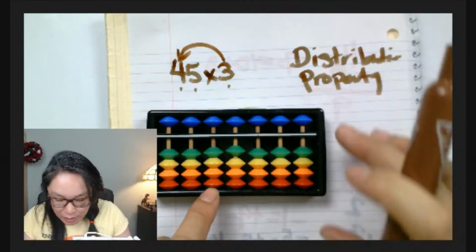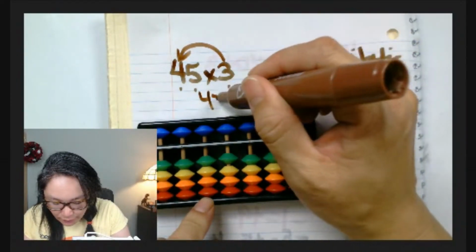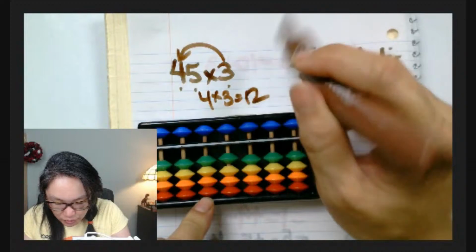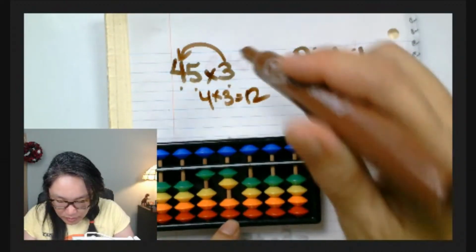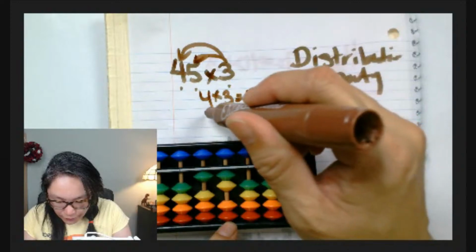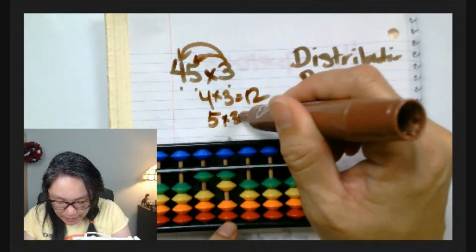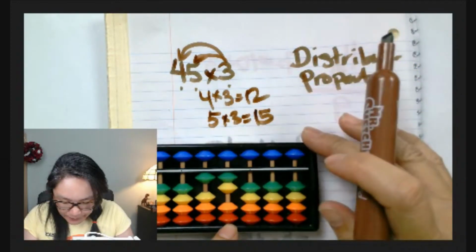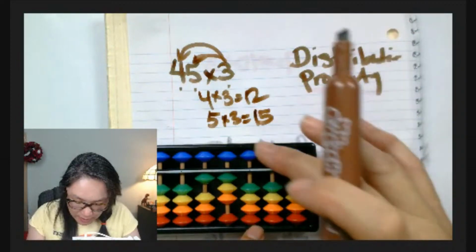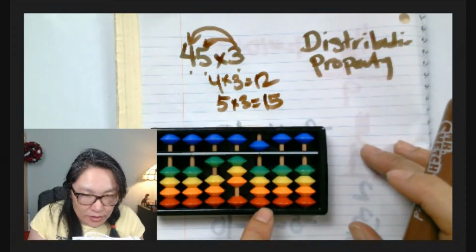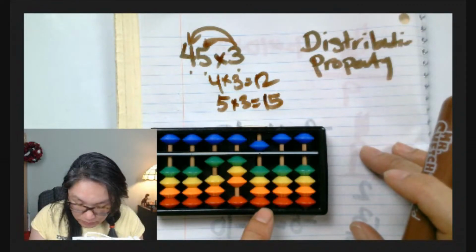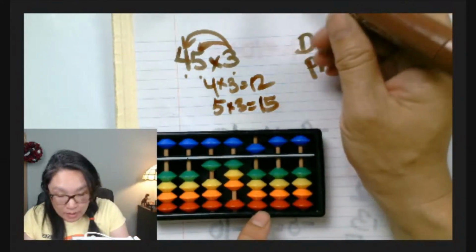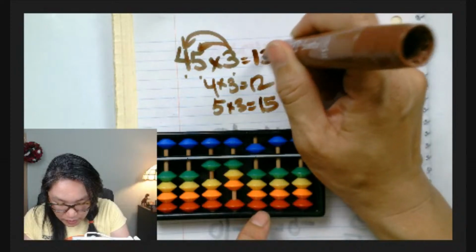So 4 times 3 is equal to 12. I add my 1, I add my 2. And then I do 5 times 3, which is equal to 15. I add my 1 and then I add my 5. My final answer is 135. Yes, thank you, Neon Panther. So my final answer is 135.